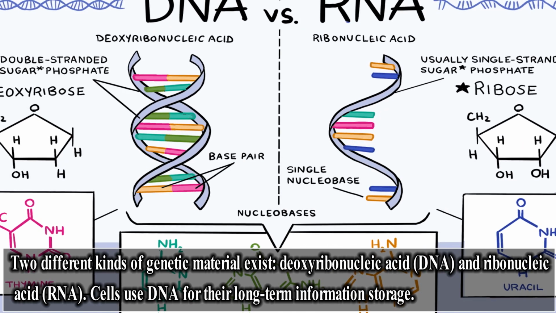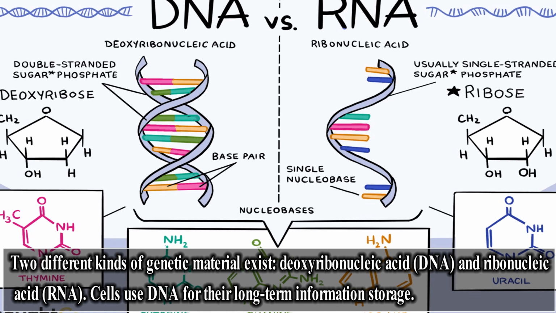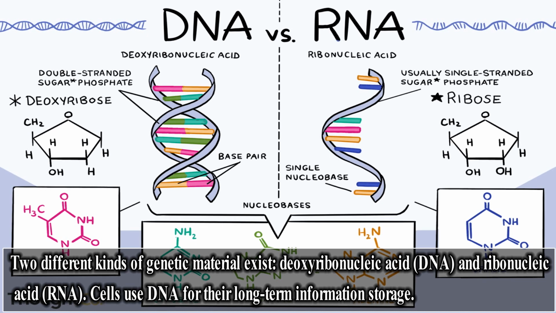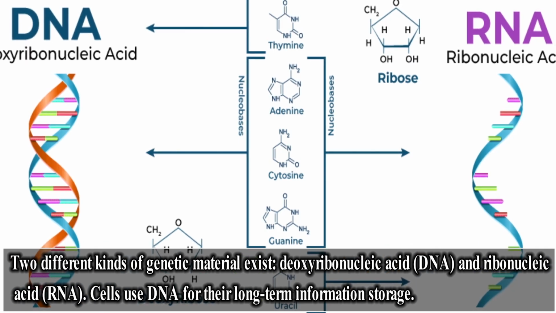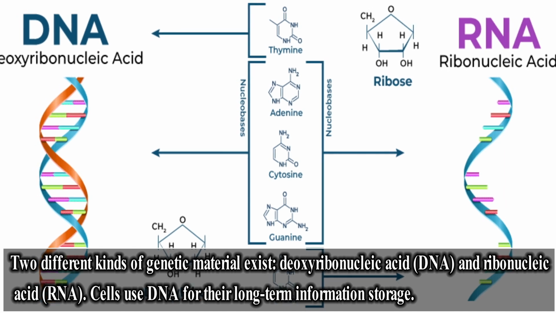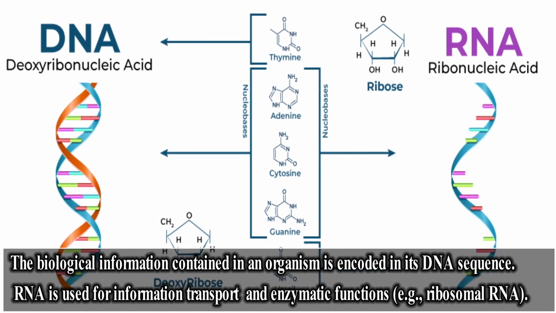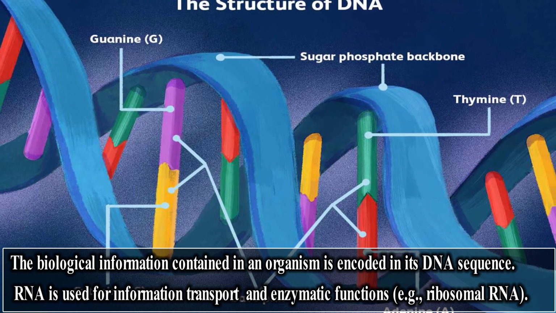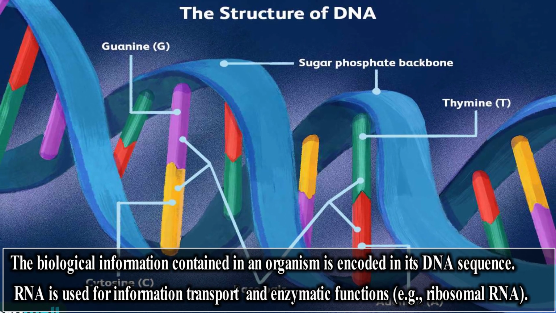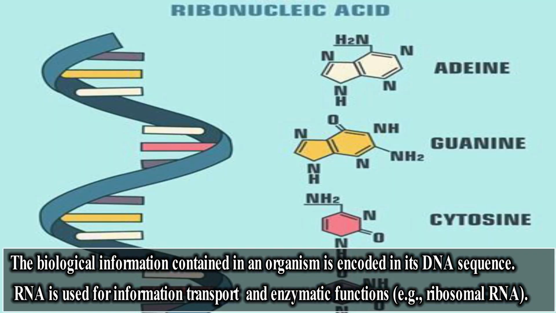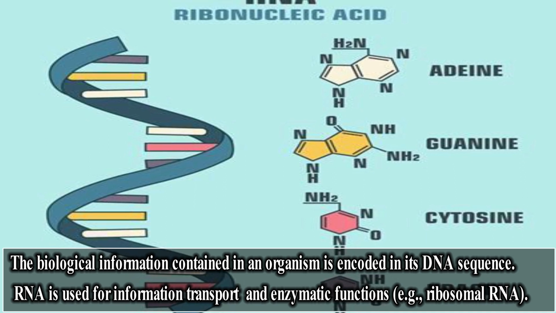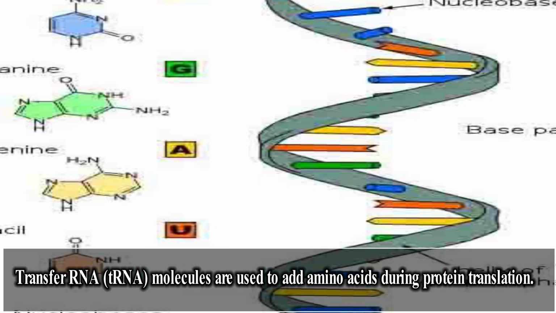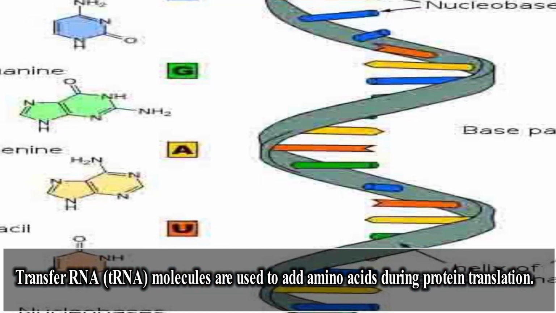Two different kinds of genetic material exist: deoxyribonucleic acid, that is DNA, and ribonucleic acid, that is RNA. Cells use DNA for their long-term information storage, and the biological information contained in the organism is encoded in the DNA sequence. RNA is used for information transport and enzymatic function. Transfer RNA molecules are used to add amino acids during protein translation.